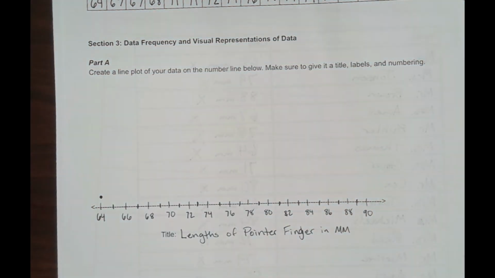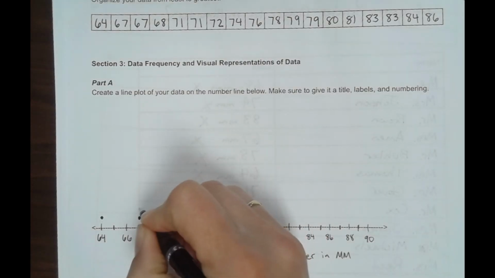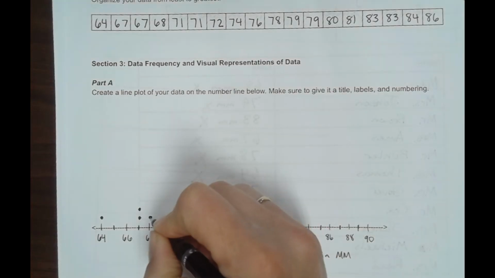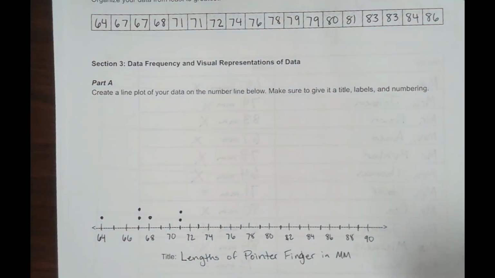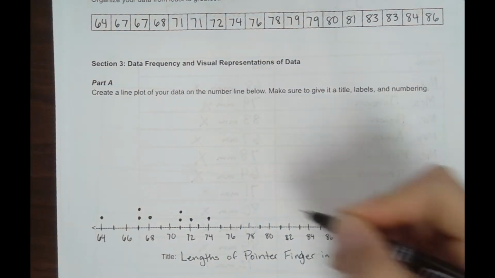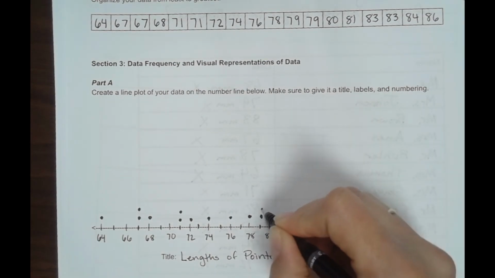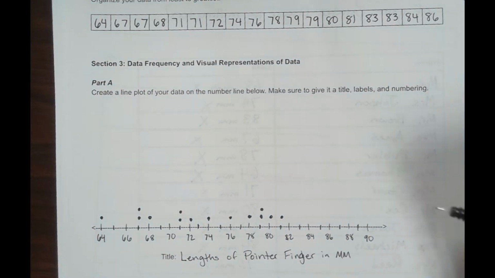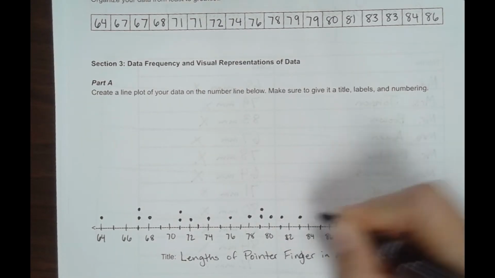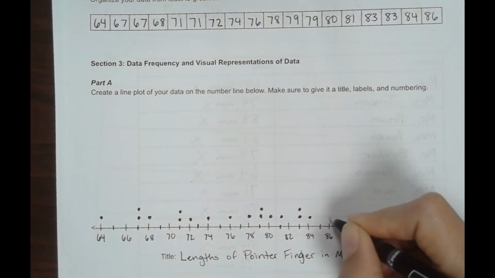You can do a dot or an X, whatever you want. I had two 67s, 68, two 71s, 72, 74, 76, 78, 79s, 80, 81, 83s, 84, and an 86.